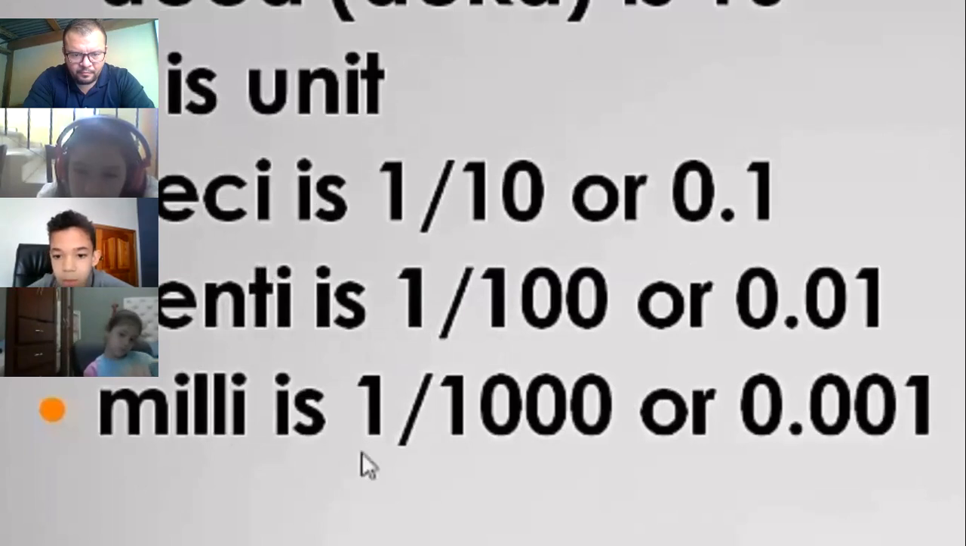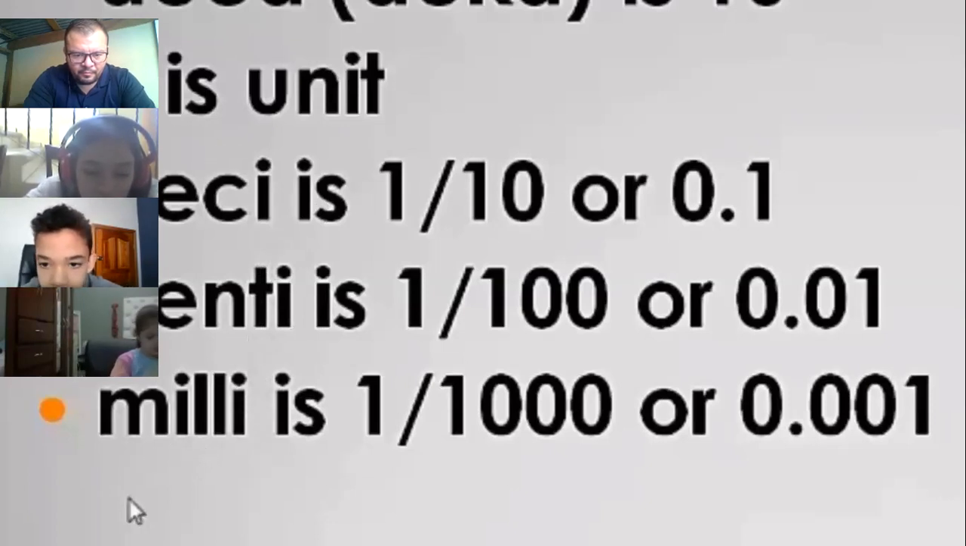And milli is 1/1000th. Now, the way I remember that these are the smaller units is because they all end in I. So does the word mini. Mini ends in the letter I, and these end in I, and mini to me is small, and these are small. So that's how you remember they're less than 1.